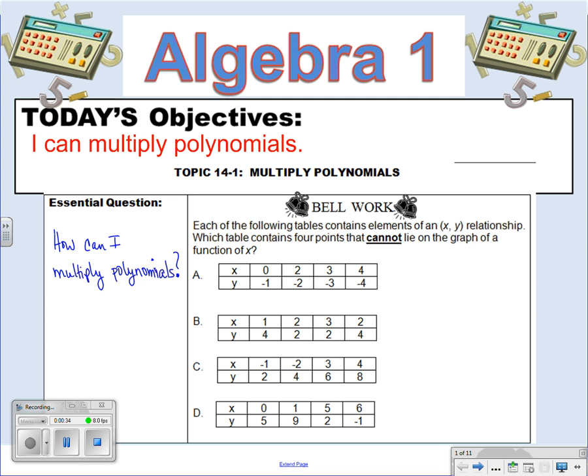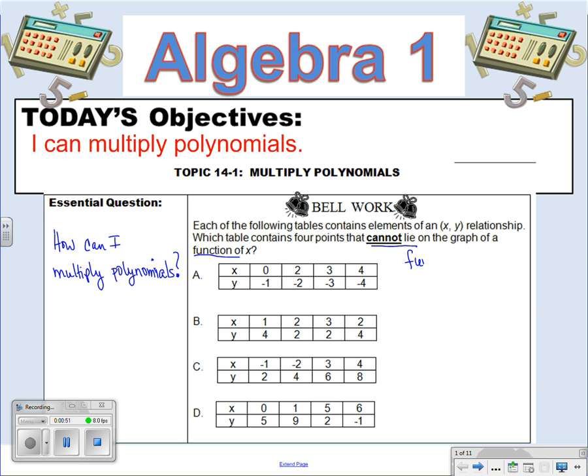Our bell work problem is a review. Each of the following tables contains elements of an XY relationship. Which table contains 4 points that cannot lie on the graph of a function of x? So the question is, it cannot lie on a function.